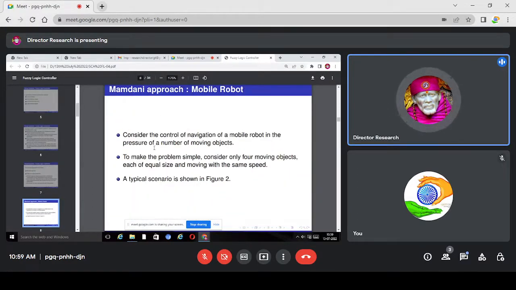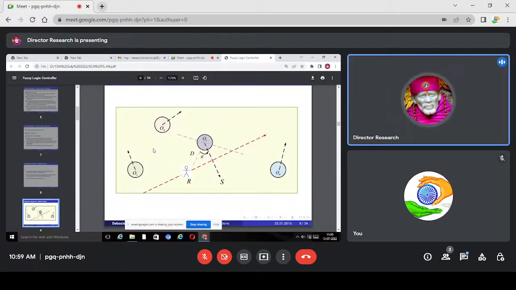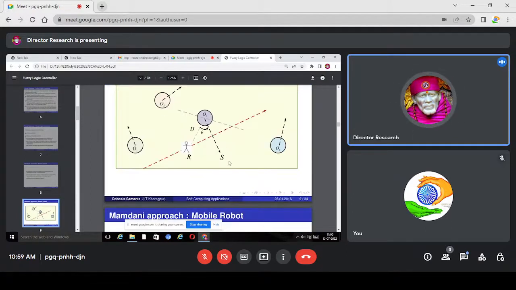Consider control of navigation of a mobile robot in the presence of a number of moving objects. To make the problem simple, consider four moving objects, each of equal size, moving at the same speed. A typical scenario is shown in Figure 2.